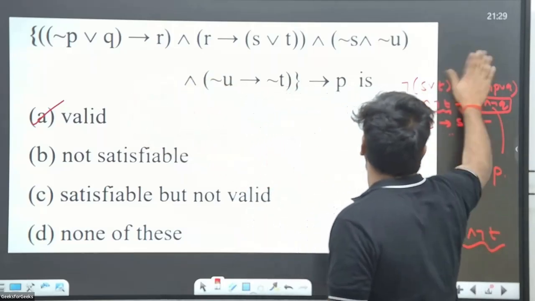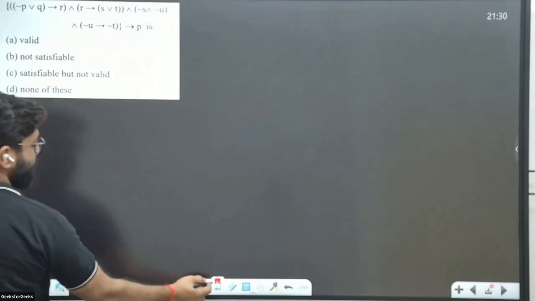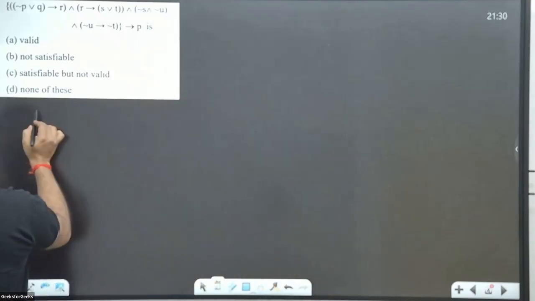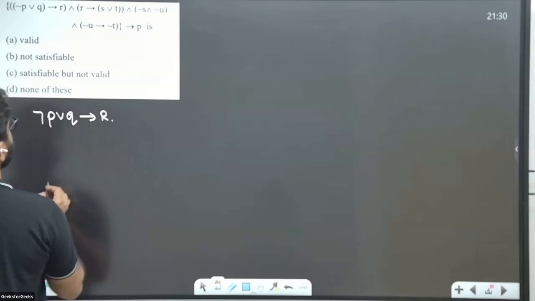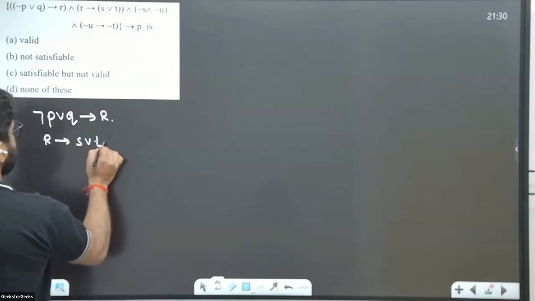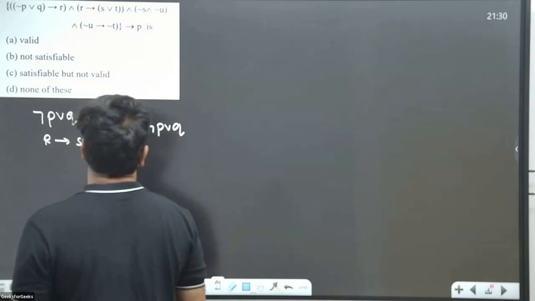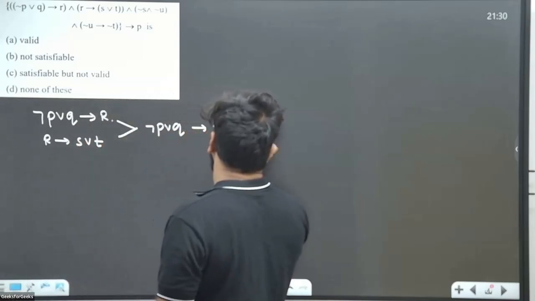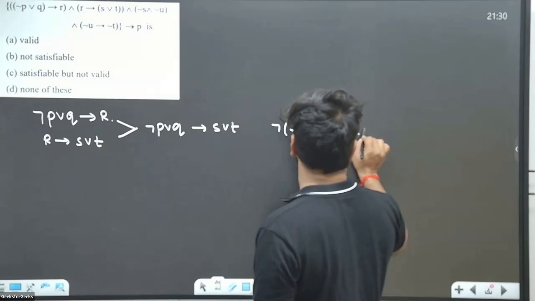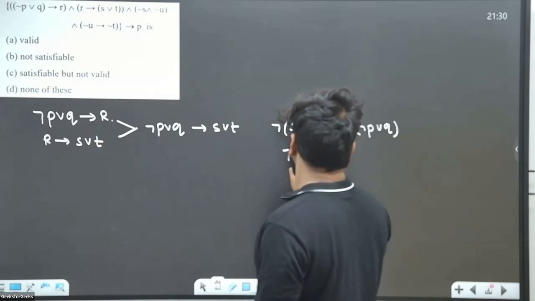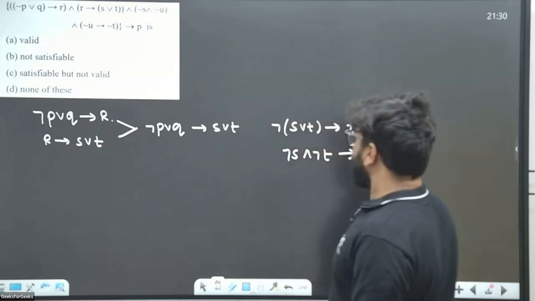If you're not getting anything, please tell me. I'm here to help you. Don't worry about it. The premises, what they have written, is negation of P or Q, and that implies R. Second, R implies S or T. If you combine these two, A to B, B to C, you will get negation of P or Q implies S or T. If you take the contrapositive of this, you will get negation of S or T implies P or negation of Q. This will become negation of S and negation of T implies P and negation of Q. Till here, any problem?